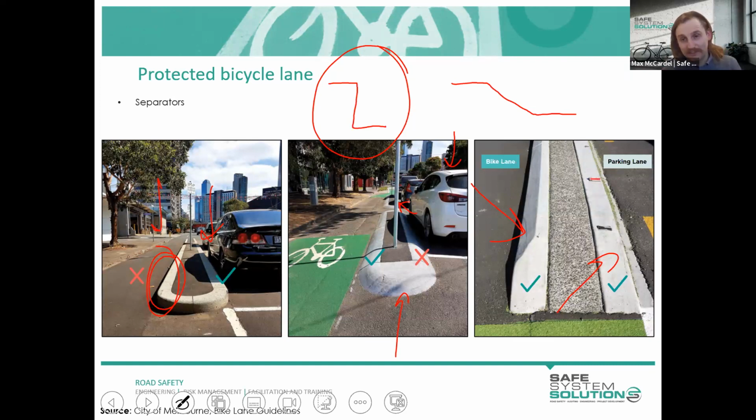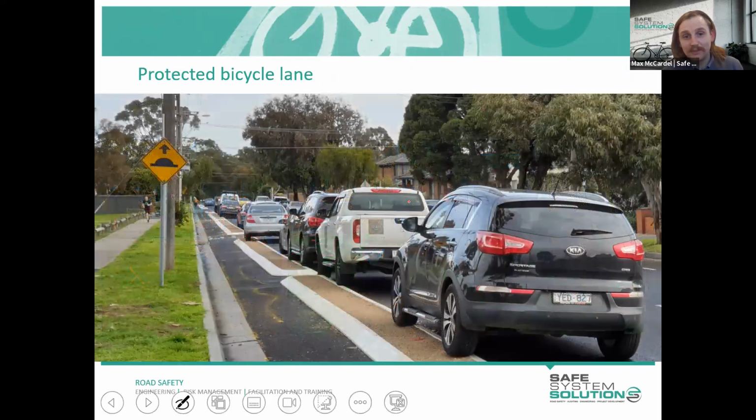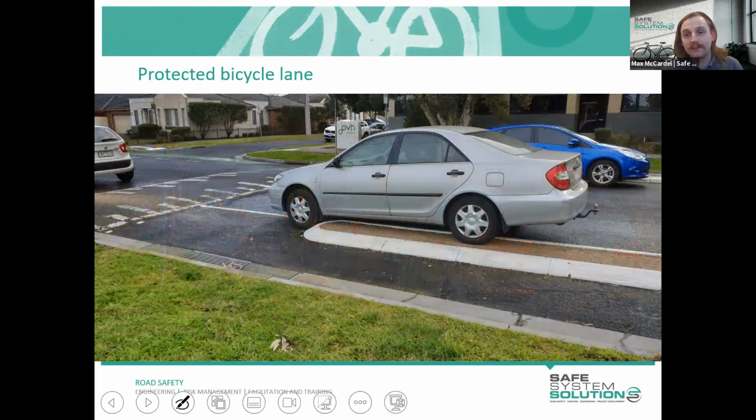And just to show you an example of that happening in the real world, this is infrastructure that was installed within Melbourne. And you can see that it might be a bit difficult to see, but that's a semi-mountable profile on the bicycle lane side. And it's also been installed on the parking lane side. And you can see lots of vehicles are actually parking on the separator itself. You can see that there.